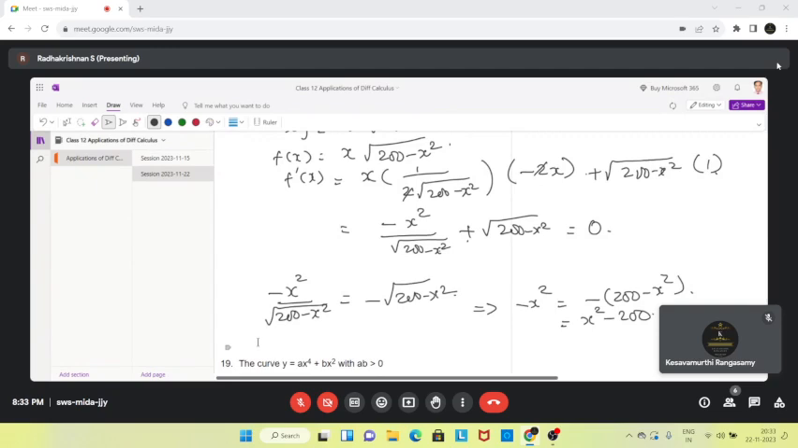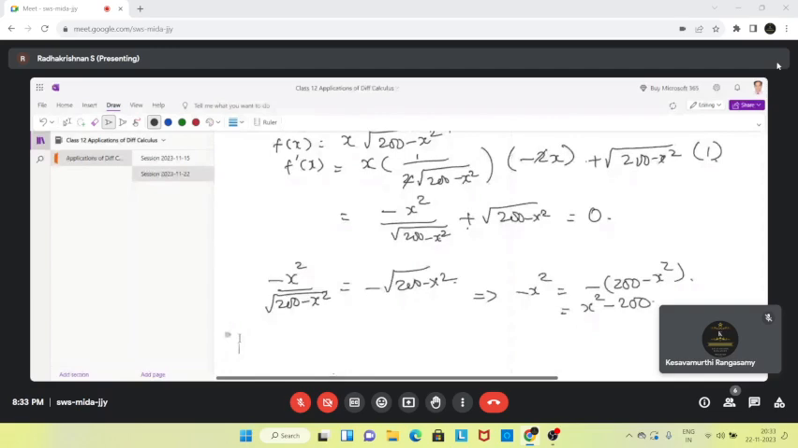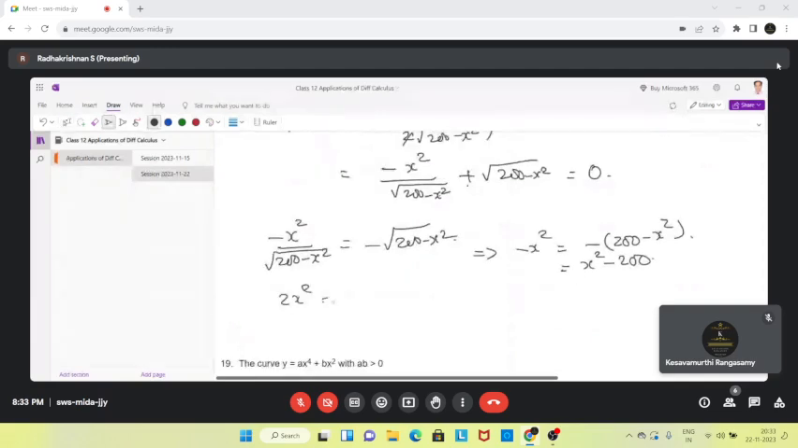That means simply by rearranging you get 2x square equal to 200.